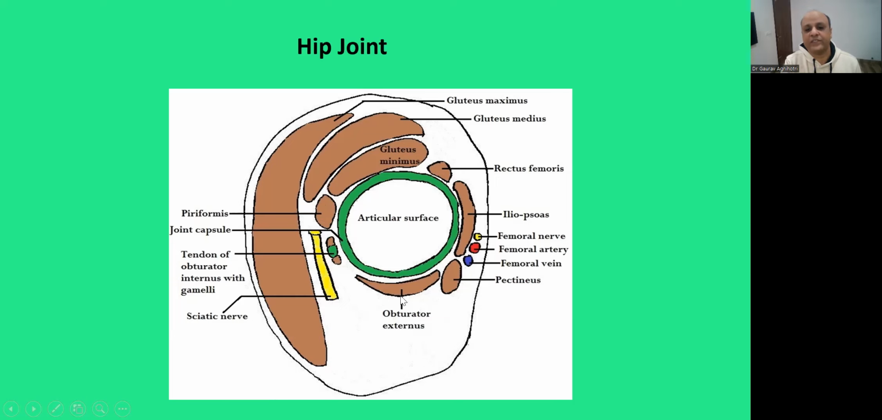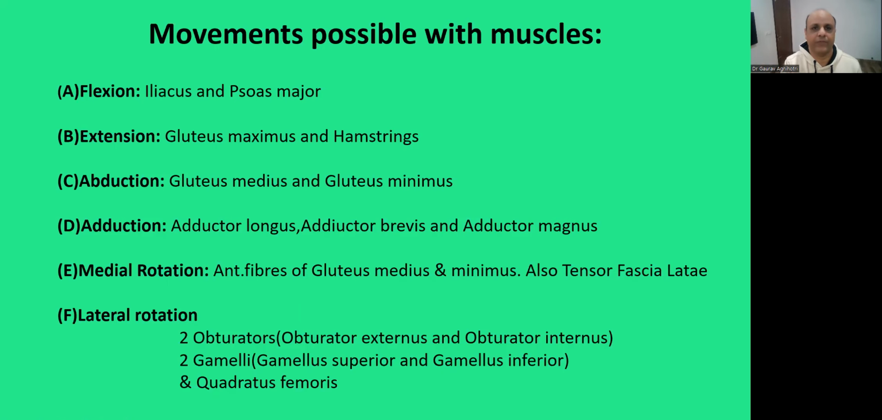while the inferior relations of the hip joint include the obturator externus muscle and the pectineus muscle. So you must remember this diagram showing the different relations of the hip joint. So now movements of the hip joint, how to remember it?